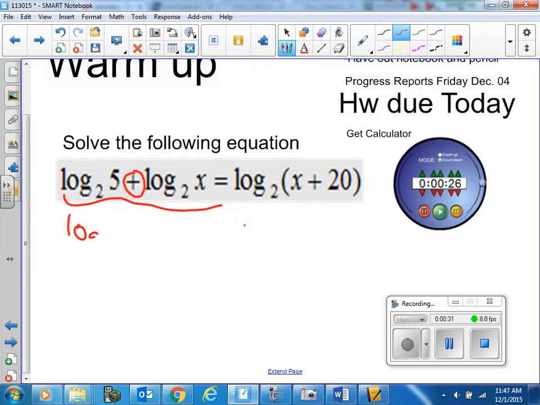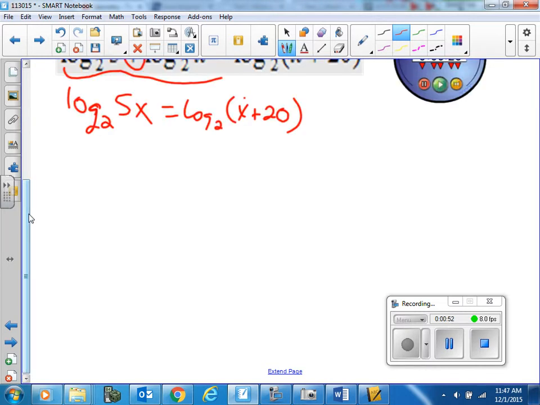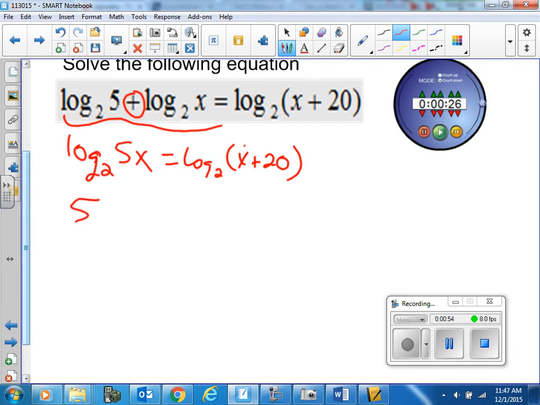We can actually write that as log base 2 of 5x, right? Equals log base 2 of x plus 20. Now, when you have the same base, which we do in this case, we can now drop the logs and say 5x is equal to x plus 20. And then do you subtract the 5x from the distribute? Subtract the 5x. So it's negative 5x times x plus 20?